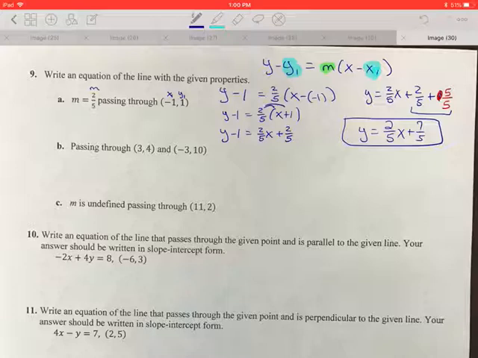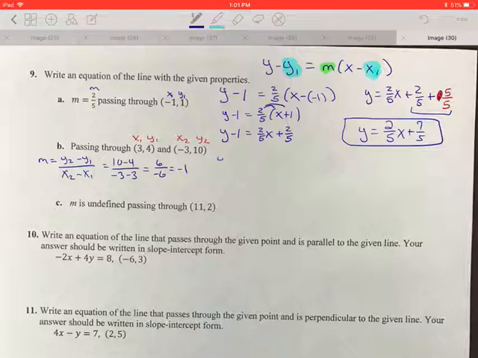Now for B, I have a point, but I don't have a slope. So I do need to find my slope first. So remember, slope is y2 minus y1 over x2 minus x1. So if I go back and label, I feel like we've done this a lot, x1, y1, x2, y2. All right, so my slope is going to be 10 minus 4 in the numerator and -3 minus 3 in the denominator. That gives me 6 over -6, and that gives me a slope of -1.